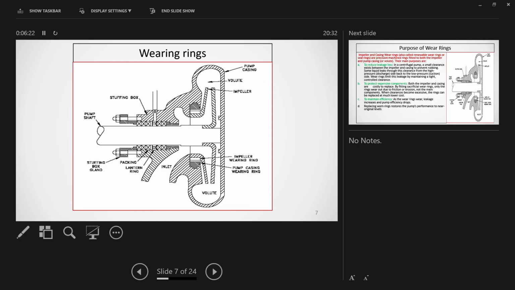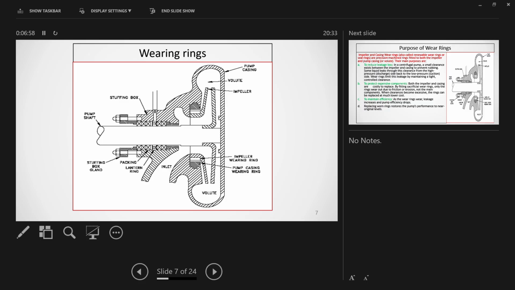Now we are going to tell you the different parts used in a centrifugal pump. There is one very important part we are going to discuss today, the wearing ring. Wearing ring can be of two types. The wearing ring which you use in the casing is called the casing wearing ring. You can see this is a ring, it is a ring construction, and it will be used in the casing. Another wearing ring we use is mounted on the impeller. This is the impeller, and here it is mounted. This is called the impeller wearing ring.